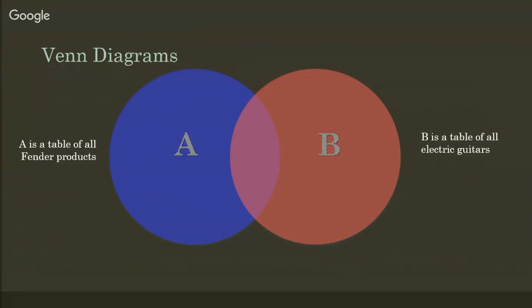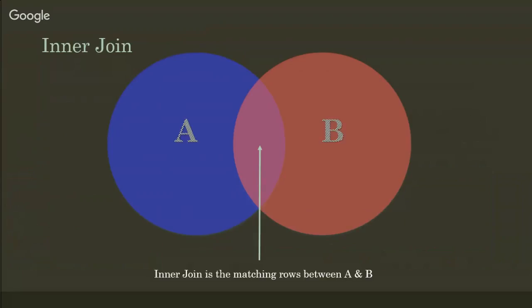To illustrate my point, I'm going to use some Venn diagrams here. A would be data in one table, and B would be data in a different table. I'll illustrate the joins using those Venn diagrams. An inner join would be the matching rows between the two tables based on the join criteria.